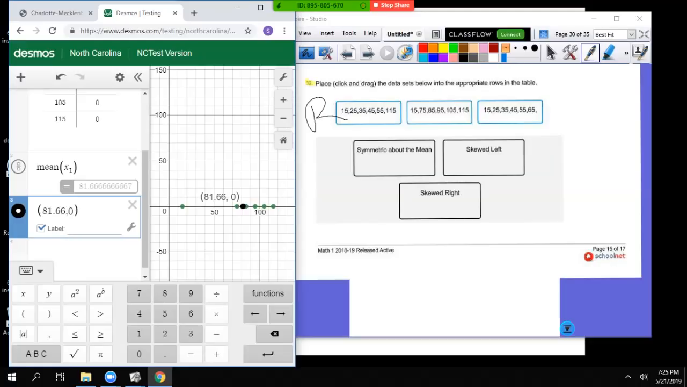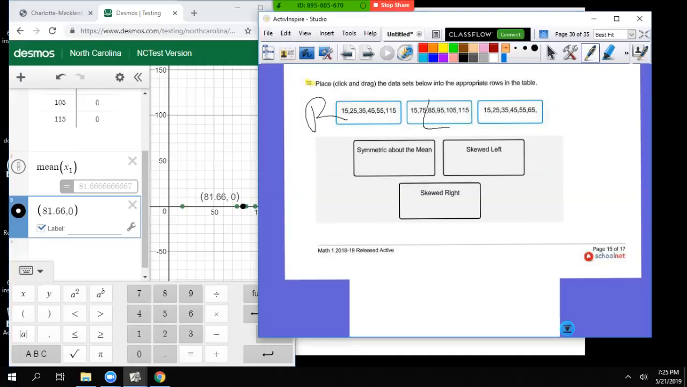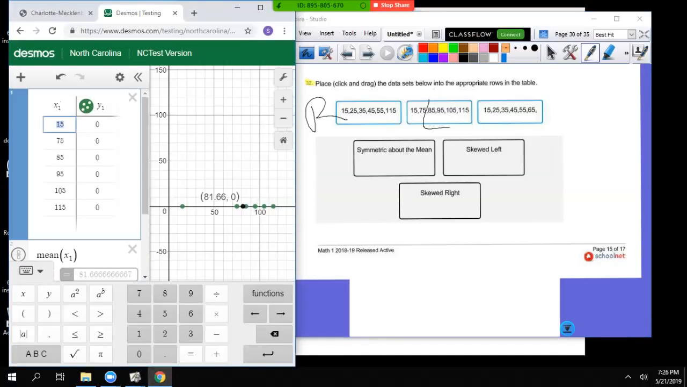On which side is my outlier? The left or the right? Well, it's on the left. So I'm going to say that data is skewed to the left. So I'm just going to write a big L over it, okay? Well, by process of elimination, that would mean that our data 15, 25, 35, 45, 55, and 65 would be symmetric about the mean. But just to prove it, we're going to go ahead and put that data in.